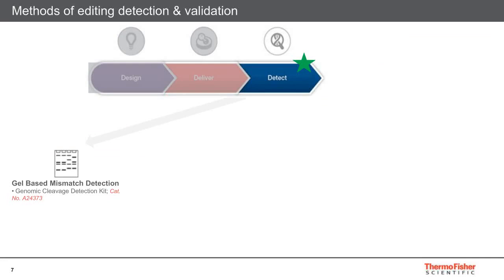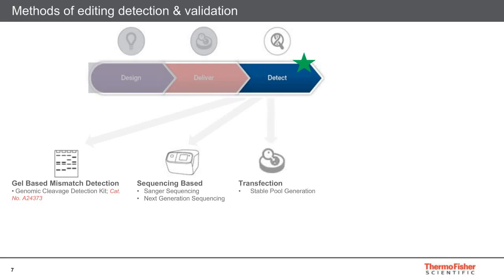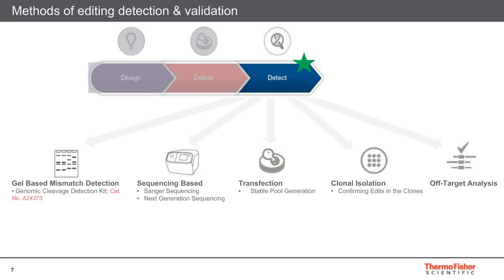Next step is detection. So we have designed the CRISPRs and delivered them into the cells, and then how do we detect them? There are two simple ways to detect the editing outcomes. One is a gel-based mismatch detection assay, which I will be going through, and second is the DNA sequencing based method. After going through these two methods, we will be looking into a case study of generating a real cell line through transfection, clonal isolation, and on and off target analysis.